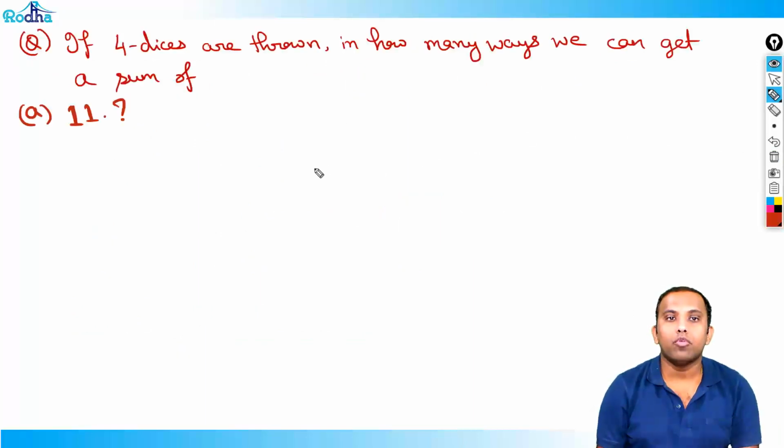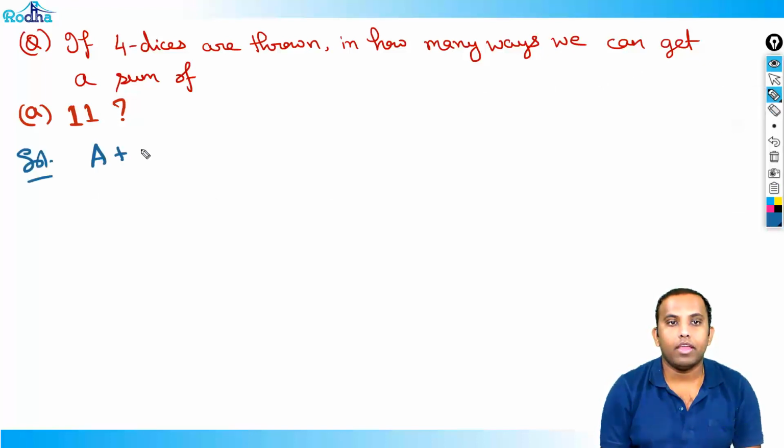Okay. So some more variety will be put here now. If 4 dices are thrown, in how many ways can we get a sum of 11? This is the question. In how many ways can you get a sum of 11? Okay. So see, again, the funda will be the same. We'll solve it the same way.